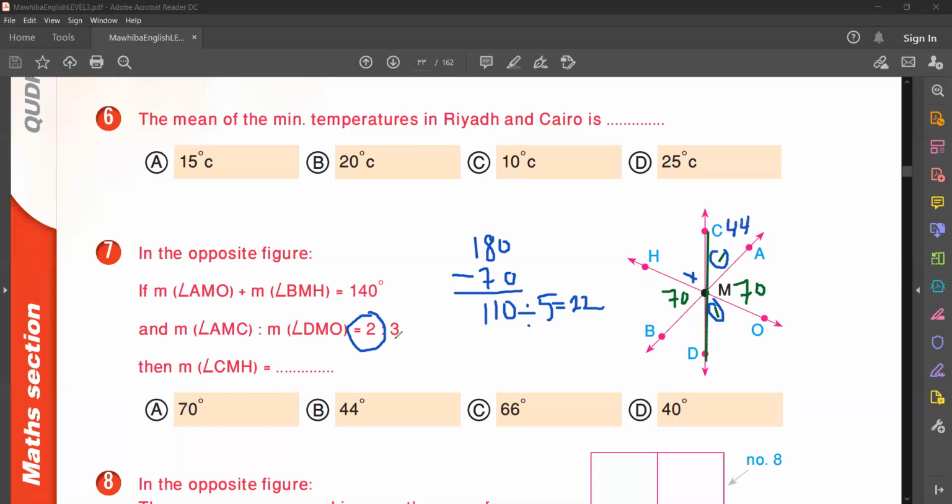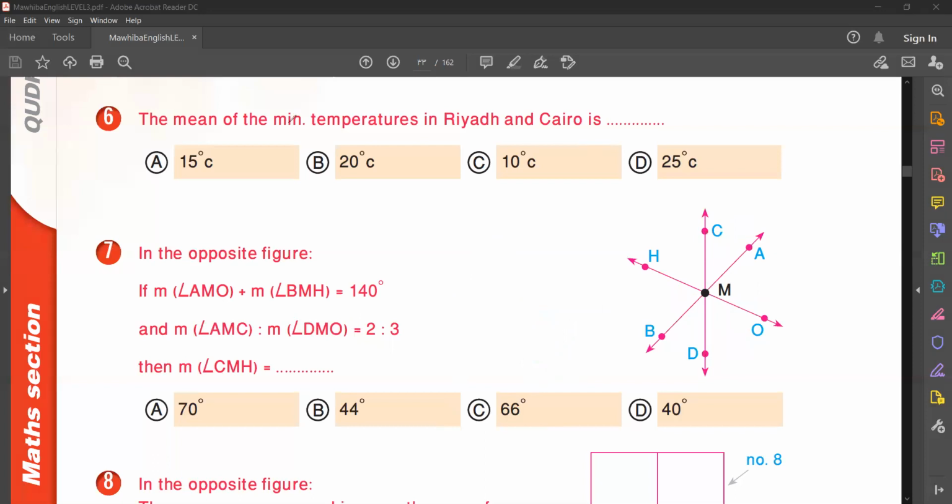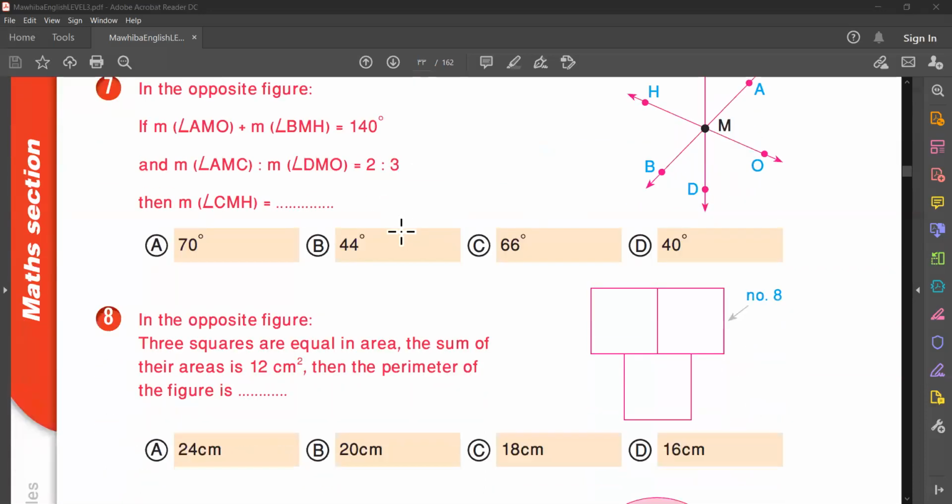And also 3 times 22, it is here 66. Then when you add, equals to 180. So what is the angle here? Because opposite, then 66. The answer is 66, number C. Okay, let's try it to calculate. Then you can find the answer is 66.